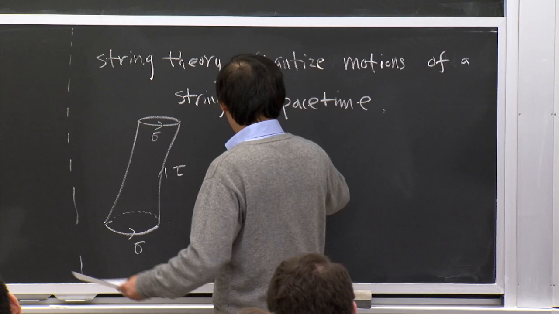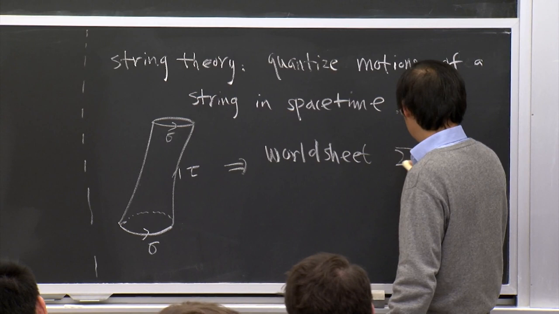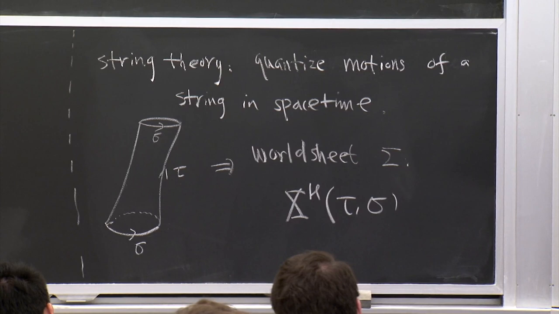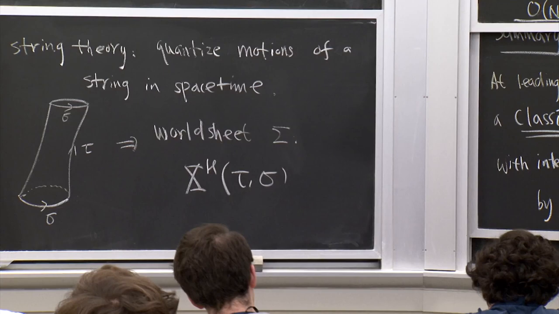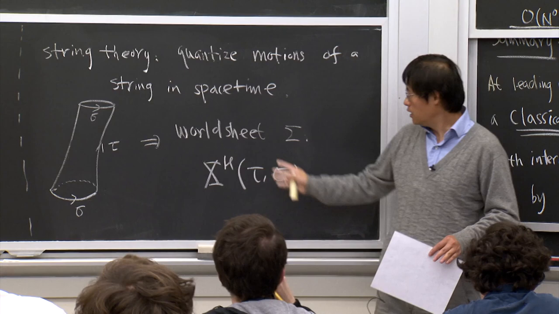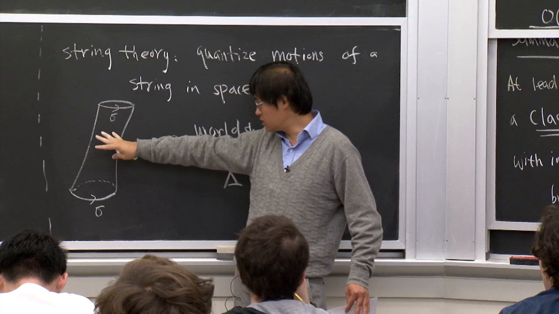So in the particle case, you have a world line. In the string case, you have a world sheet, which we normally call sigma. And then the sigma can be written in terms of the space-time coordinates as a function of tau and sigma. So now you have two coordinates to parameterize this world sheet. So essentially, you have a two-dimensional surface embedded in space-time, and string theory just considers the motion of all such surfaces.